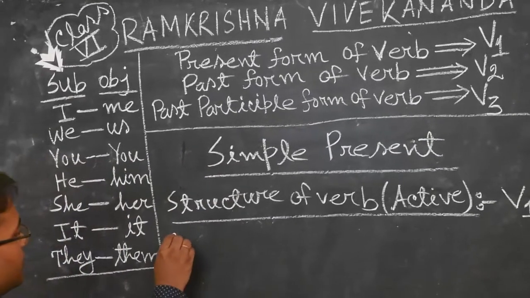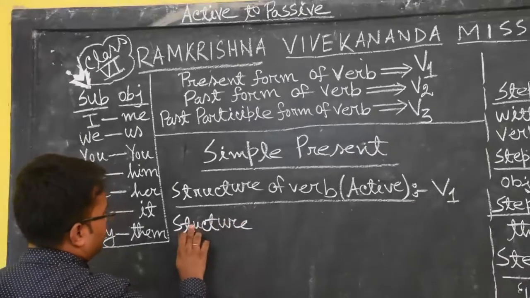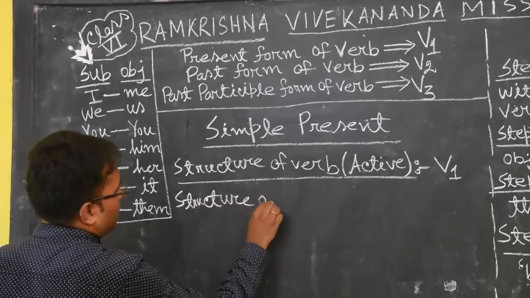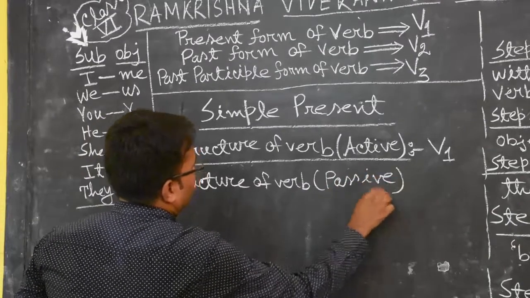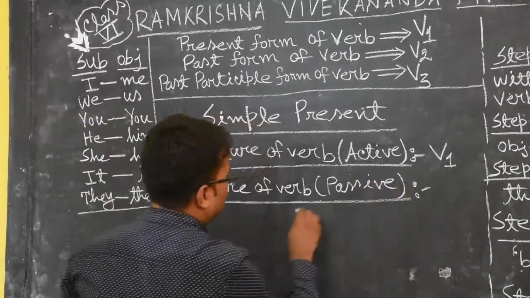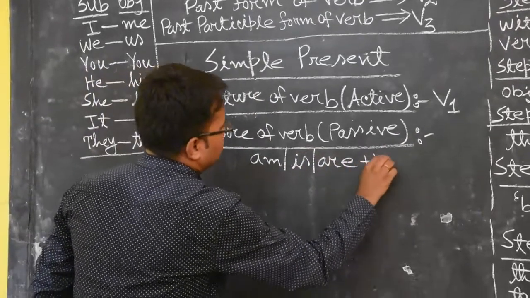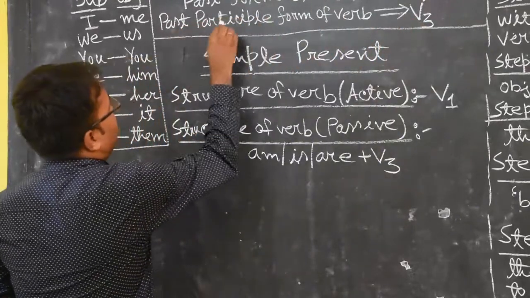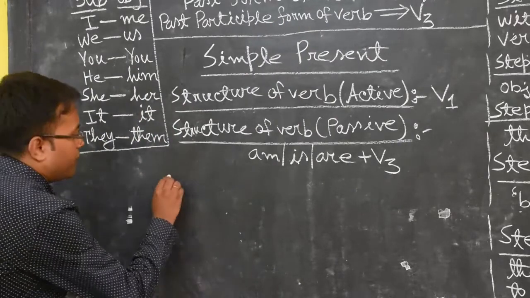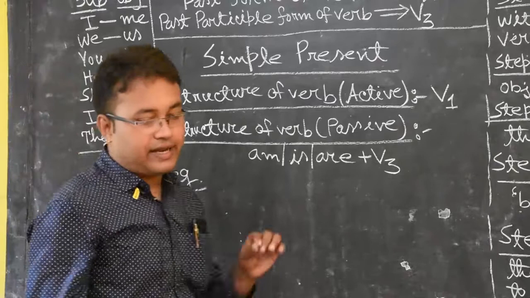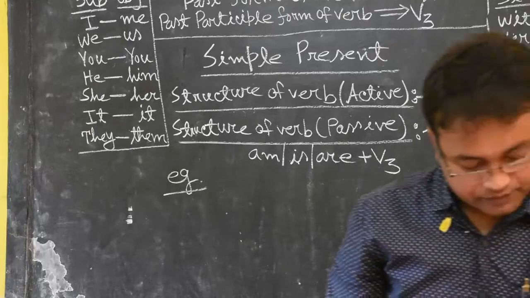And now, structure of verb in passive voice, it will be am, is, are plus V3. V3 is past participle form of verb. So, let's take an example. For example, let's take an example from your book.